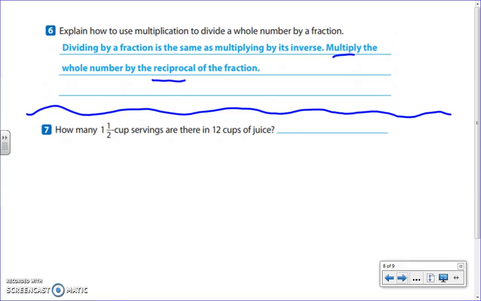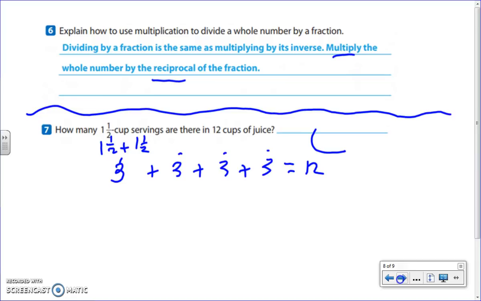Now, when I think about this problem, I know, because I deal with money a lot, that 1 1/2 twice is $3, and that's an easy number to add together rather than adding 1 1/2 together. So I know that 2 1 1/2 cups would be 3. 1 1/2 plus 1 1/2 equals 3, and I know that we can do 3 plus 3 plus 3 plus 3 to equal 12. So I would know that 2, 4, 6, 8, there would be 8 1 1/2 cup servings in 12 cups of juice. That's how I would figure it out initially.